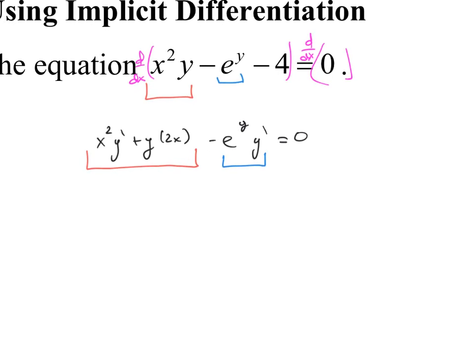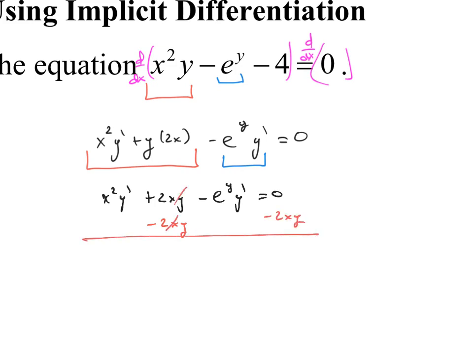Okay, so clean it up just a little bit. It would be x squared y prime plus 2xy minus e to the y y prime equals 0. Every term with a y prime stays on the left. Every other term moves to the right. So I'm going to subtract off 2xy from both sides. When I subtract off 2xy on the left, I'd be left with x squared y prime minus e to the y y prime equals negative 2xy.